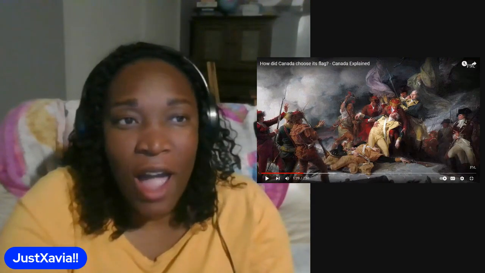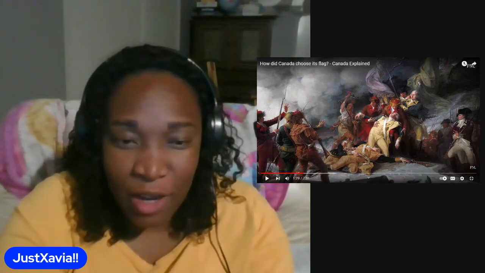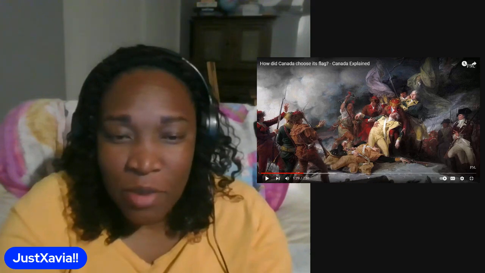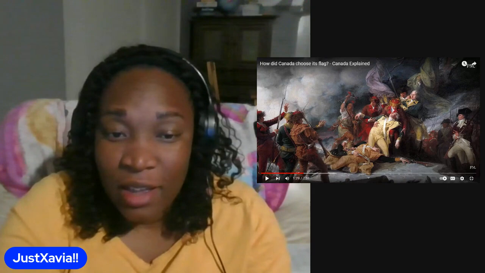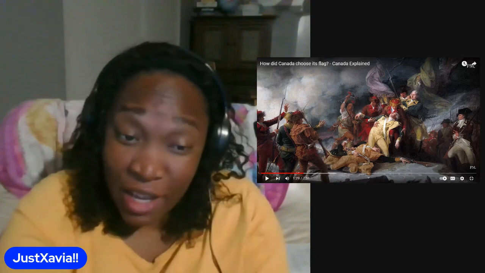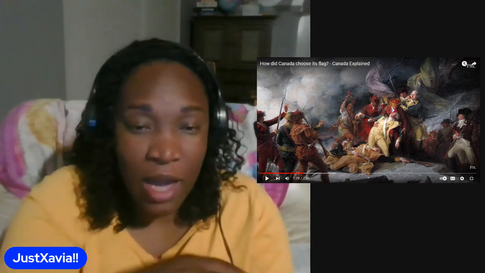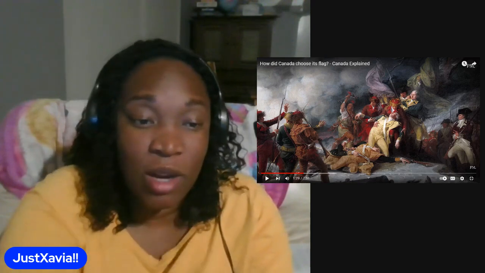Interesting. So I know it's red and it's a maple leaf. That I know. But I had no clue it wasn't decided by the government or the people. It's the conquerors, interesting. Okay, and I didn't know you had other flags before you decided on this one as well.